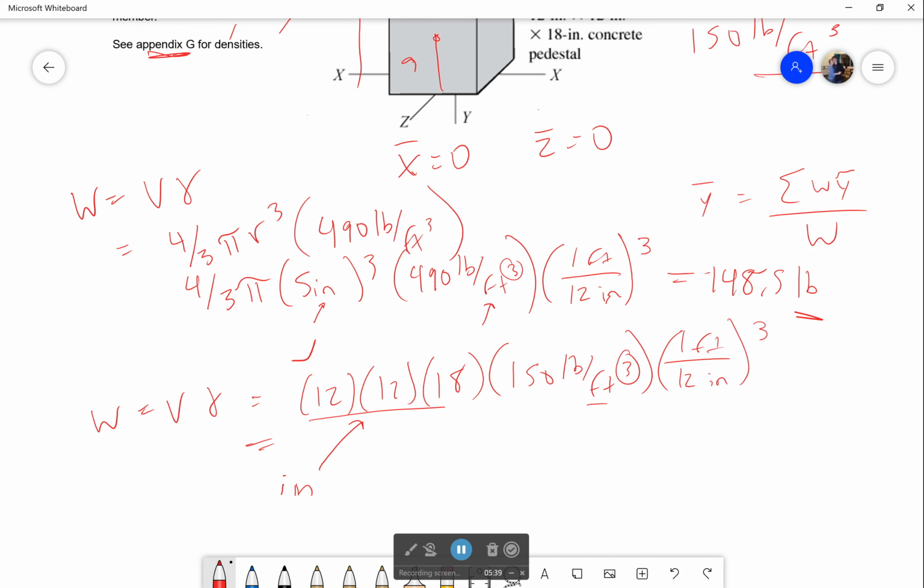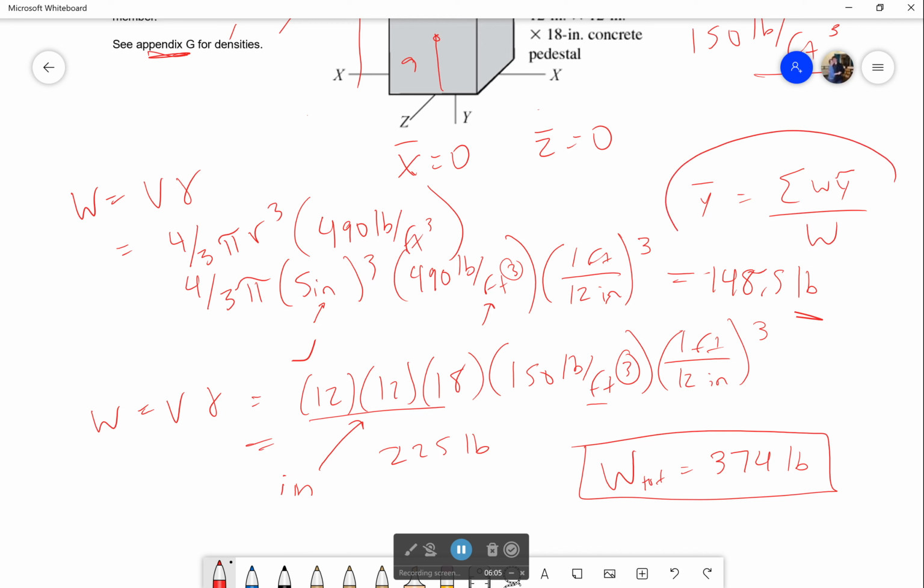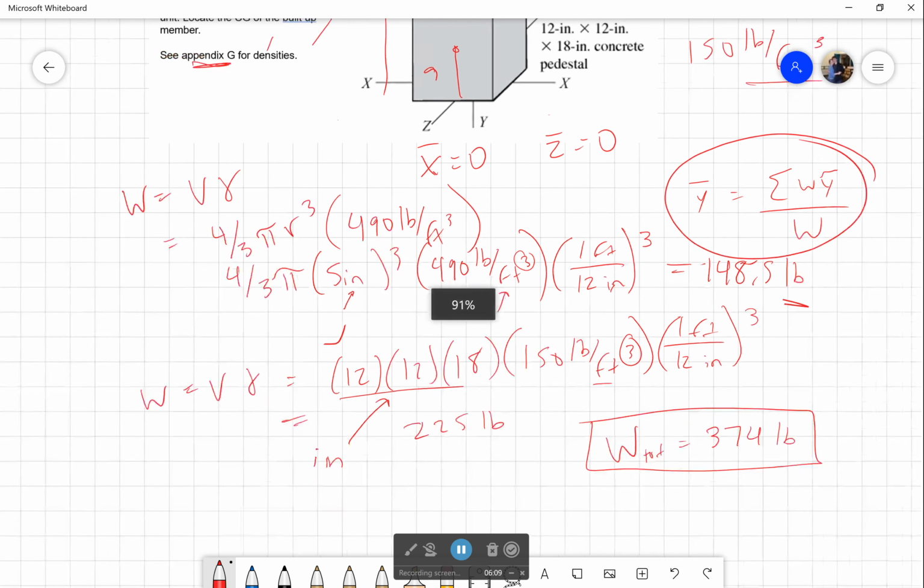If I multiply all that out, what do I get? I get that the weight is going to be equal to 225 pounds. Which gives me a total weight, my big W, is going to be equal to 148.5 plus 225, which is just around 374 pounds. Okay. So with this, I should be able to solve. I have everything I need for this equation. So let's try that out and see if we can solve.